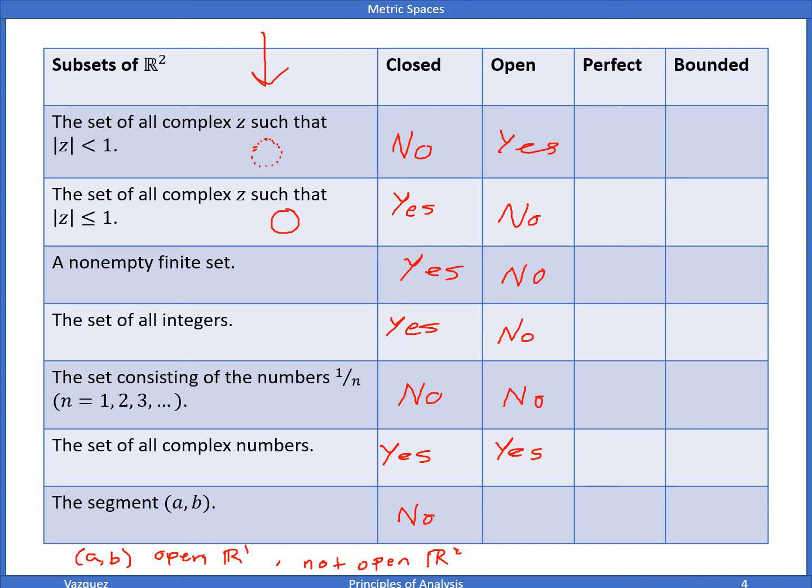Is this first set perfect? Well, it's not even closed, so no. This next one, is it perfect? Yes, it's closed and contains all its limit points. A non-empty finite set: non-perfect. Are all its points a limit point? No. What about the set of all integers? It's closed, but the integers are not limit points. So also no.